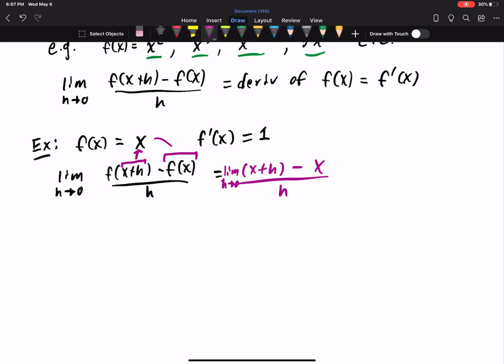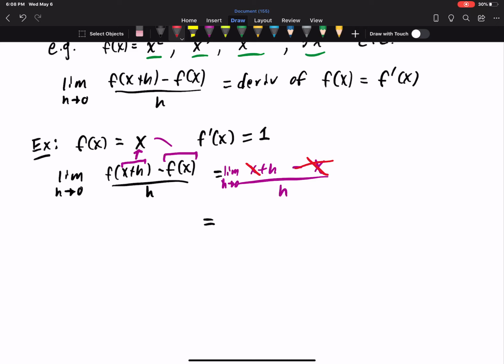Okay. So can I just plug in my h at this point? No, because you're going to have a 0 in the denominator, and you cannot divide by 0. So we need to algebraically massage this to get that h out of the denominator. So how do we do that? Well, first thing we're going to notice is that these parentheses don't matter. And also, we can cancel out this x with this x because it was plus x and minus x. So this all goes away.